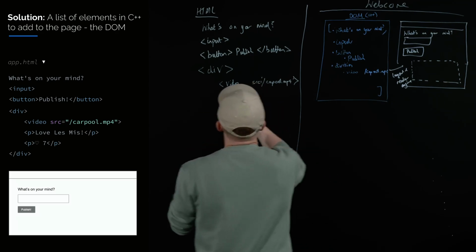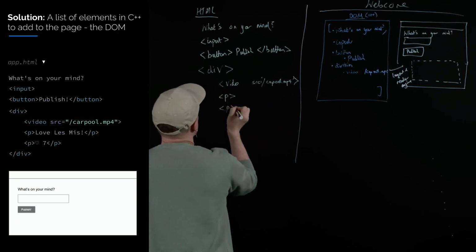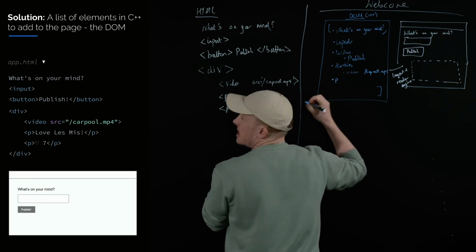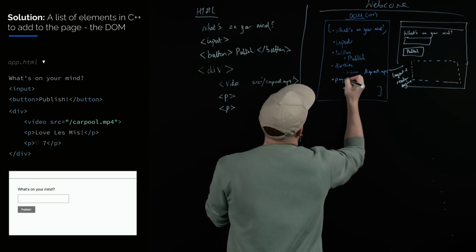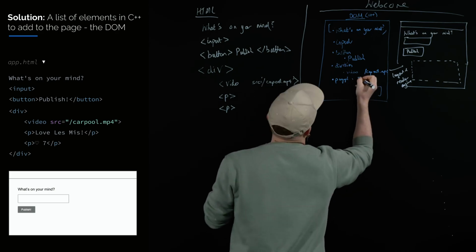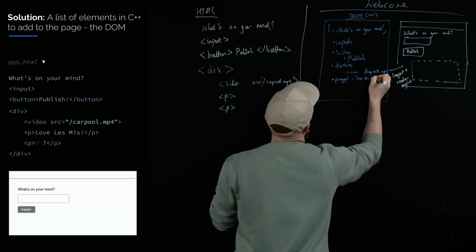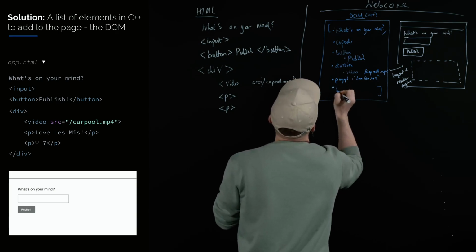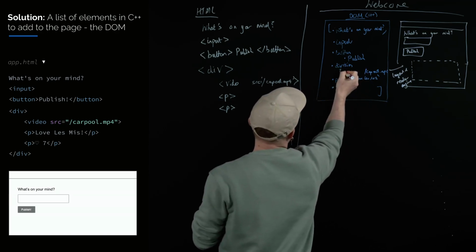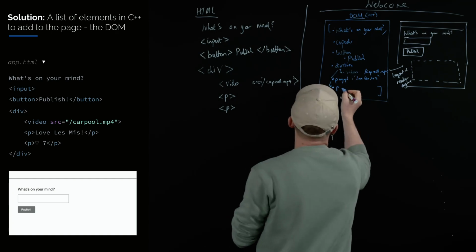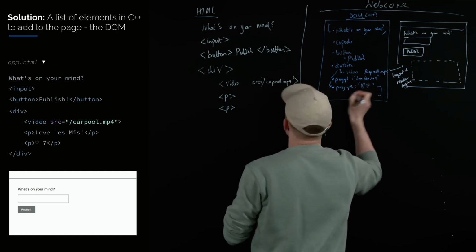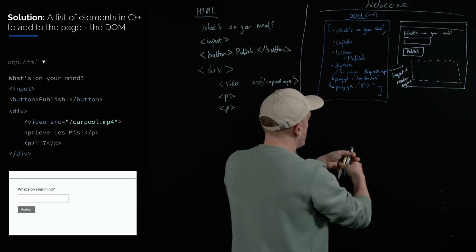And then we can add some further text in P for paragraph. There it is, P, paragraph, and that's going to have some text of, firstly, love Les Mis. Oh, and that actually should be a bit further across. These are sub-elements of this division. And we have another paragraph. And this one says Heart 7. And there it is. And then that's the end of our division. And that will show up on our page.